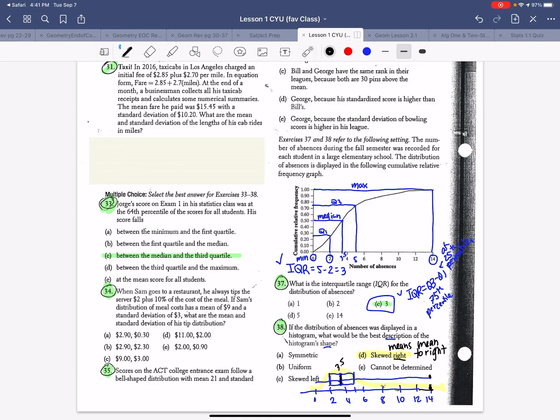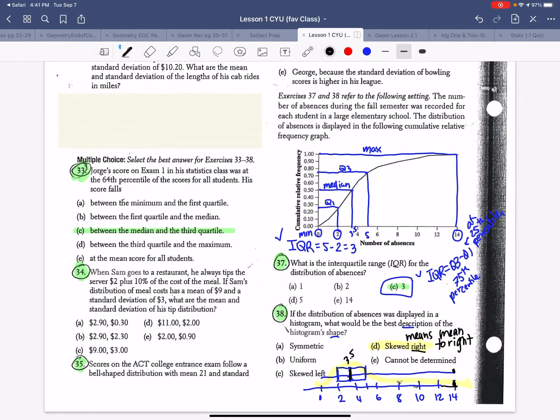All right, let's look at 33 and 34. It says George's score on exam 1 in his stats class was at the 64th percentile. So if he's at the 64th percentile, that means the median is at the 50th percentile. And the third quartile is at the 75th percentile. So yeah, 64 is between 50 and 75. So definitely C makes sense.